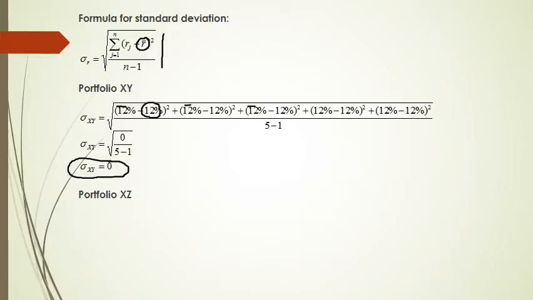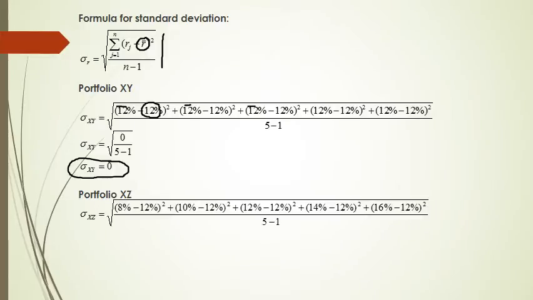So let's look at portfolio XZ. Again, we apply the formula, and here you have the 8%, which is the expected return in 2010. Here you have 10%, which is the expected return in 2011. Then you have the expected return for 2012, 2013, and 2014. The overall expected return is 12%. So again, we see that here, and that is what corresponds to R bar.